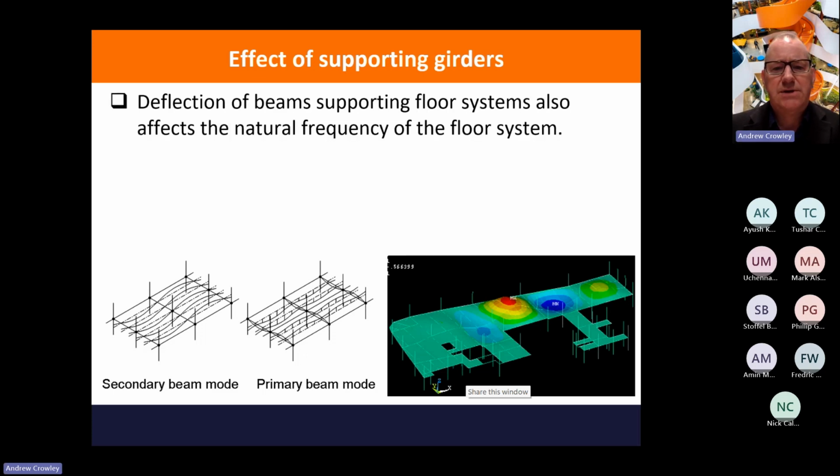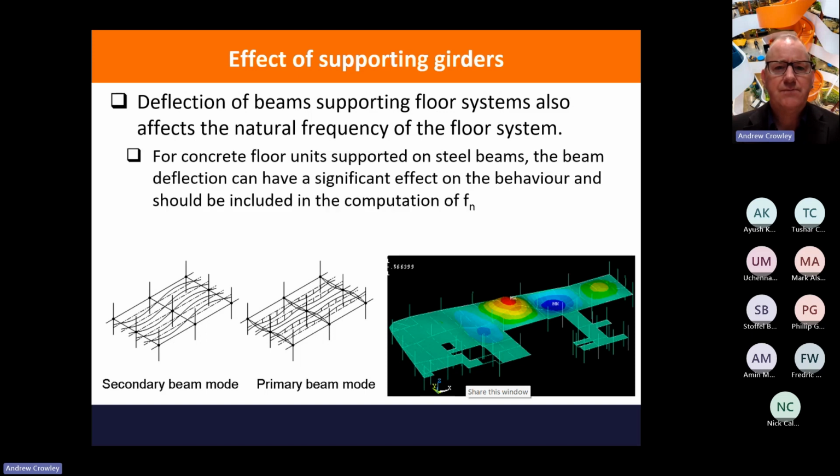You need to take into account your secondary structure and your primary structure. So if you have beams supporting beams, then the deflection of the primary beam will also influence the vibration of the secondary beam. So if you've got concrete floor units supporting on solid walls, then vibration is not usually a problem. However, if you've got concrete floor units supported on steel beams, as we have here in the Beehive, the deflection of the beam can have a significant effect on the behavior, and this should be included in the computation of the fundamental natural frequency.